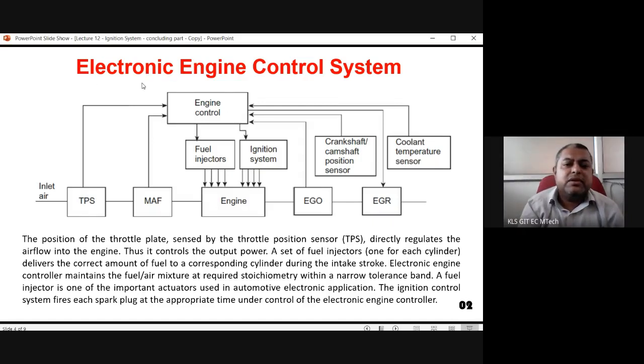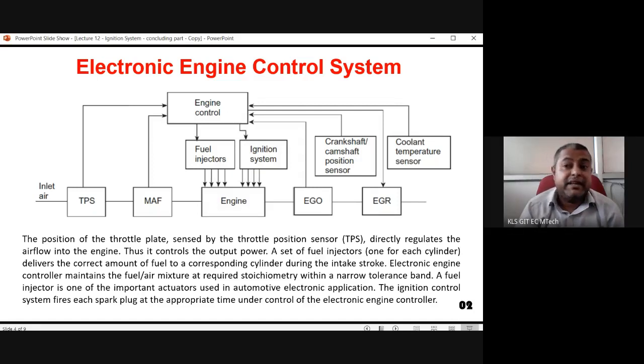So on the left side of the engine control there are 2 signals coming towards it, from 2 sensors, TPS and MAF. Other inputs are also coming. One input is coming from the coolant temperature sensor. If the car engine gets very much heated up, we reduce the power so that the engine gets time to cool down. There is another thing coming, a very important question for the exam: the crankshaft or camshaft position sensor. There is another thing called EGO. That is also sensed. So you can see there are mainly 5 sensed parameters coming towards the engine control.